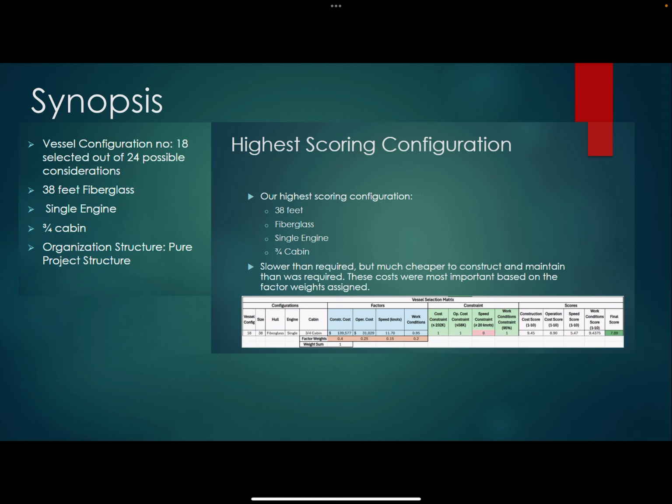So here is what we have done in the past assignments, or I can say the synopsis from the past assignments. As you can see on the screen, we selected the 18th configuration out of 24, which is a 38 feet fiberglass hull with single engine with 3/4 cabin, because of the cost and maintenance. After this, we made the bill of materials for all our major systems in the vessel and also made the work breakdown structure. And recently, we also budgeted our project. Now we get into the project network scheduling.